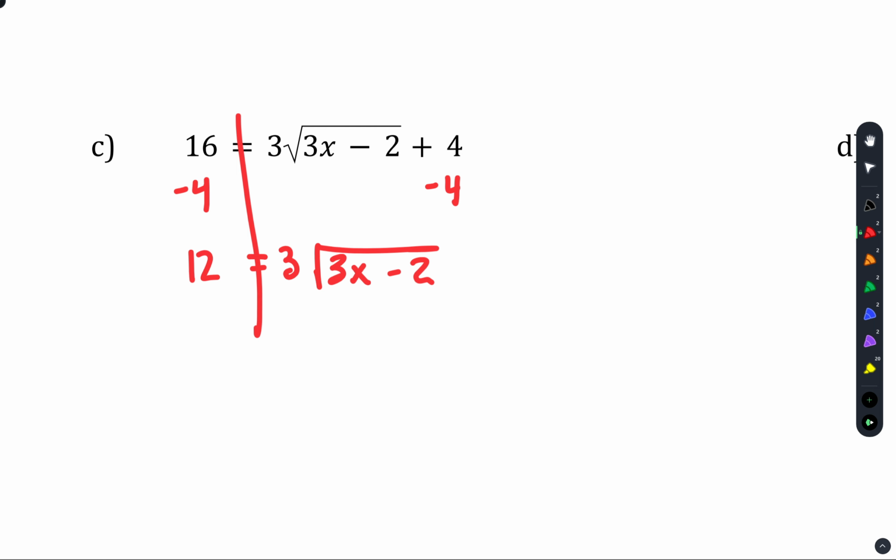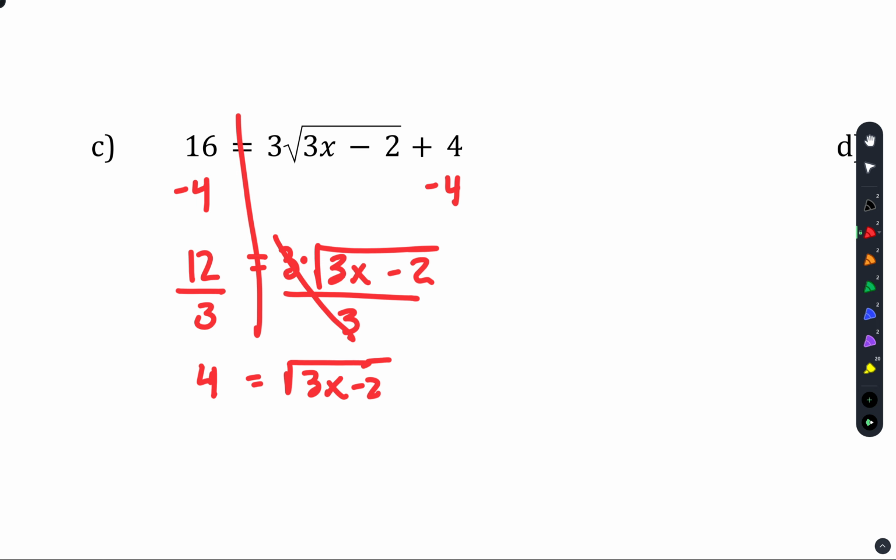Then what? What's that 3 doing to the radical? Multiplying on the outside. So to undo it, I'm dividing everything by 3. This is 4 square root 3x minus 2. Notice, I'm not changing anything inside that radical. I cannot touch anything inside of a radical until I've gotten rid of that radical. Nothing inside your radical should ever change until it's gone.